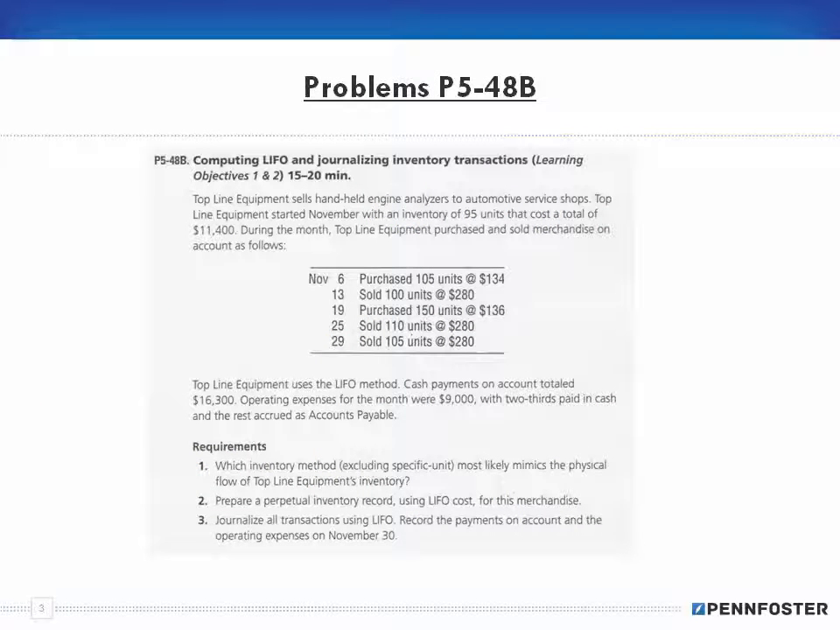All right, so we're going to work on problem 5-48. It's the first one, and it says here, Top Line Equipment sells handheld engine analyzers to automotive service shops. Top Line started November with an inventory of 95 units that cost a total of 11,400. So started November, which is 11/1, they started with 95 units at 11,400. In the back of my head, I can say, okay, I divide 95 into 11,400, and that gives me my average cost.